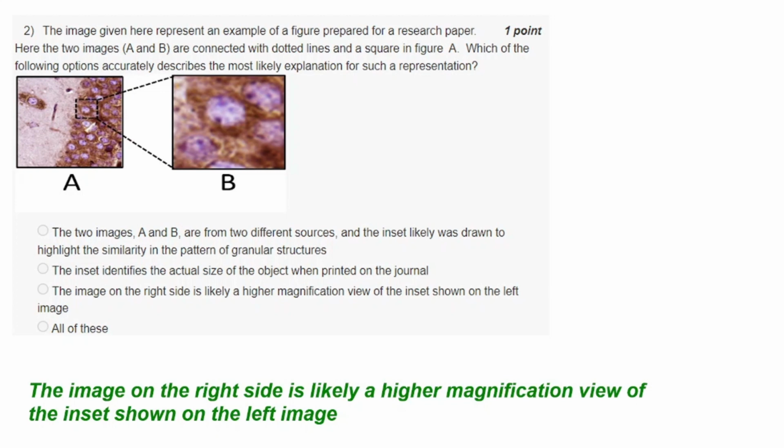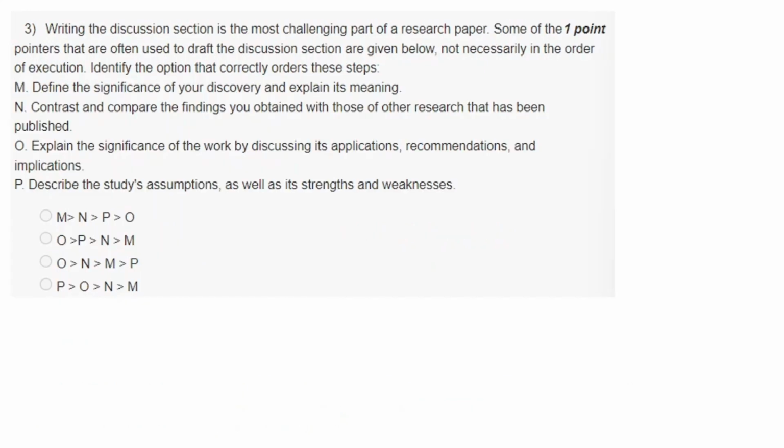You're correct. Next question. Writing the discussion section is the most challenging part of a research paper. Some of the pointers that are often used to draft the discussion section are given below, not necessarily in the order of execution. Identify the option that correctly orders this. So inside the discussion section, how will you order your entire study? Read the question once more, and it's a long question. So answer.